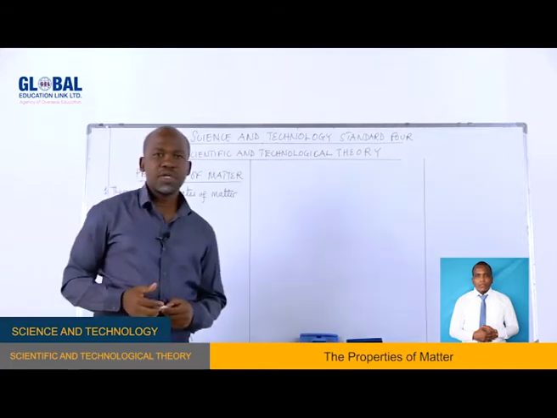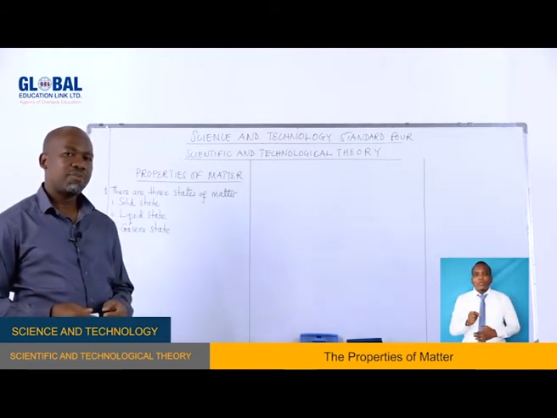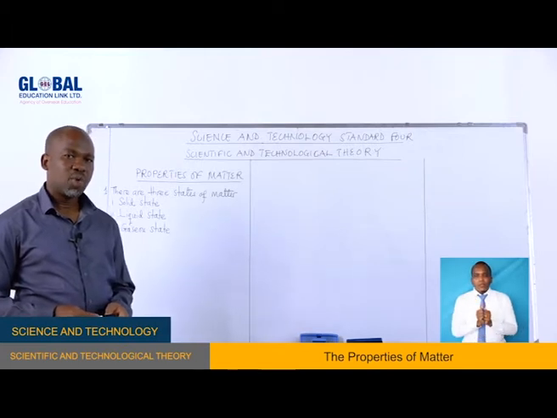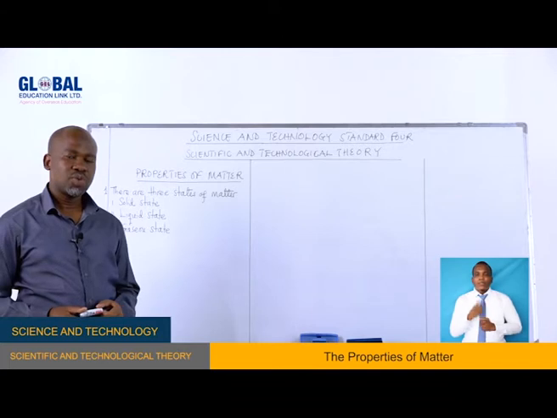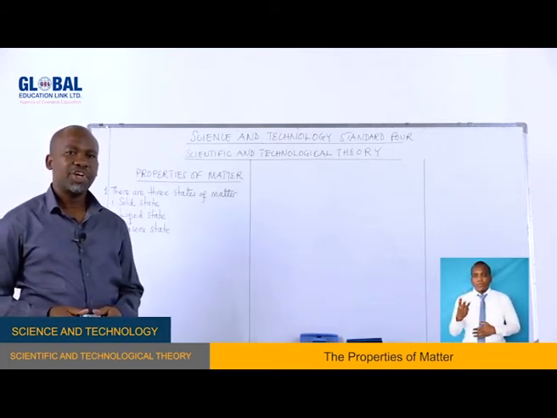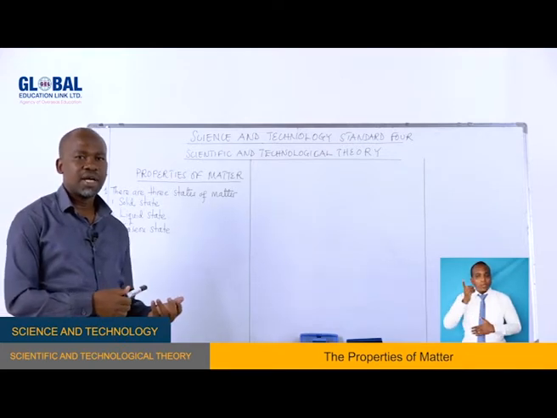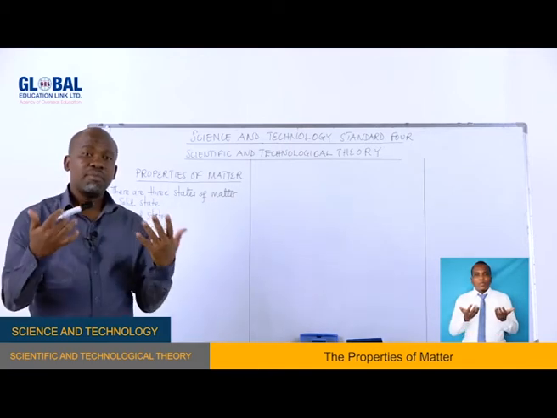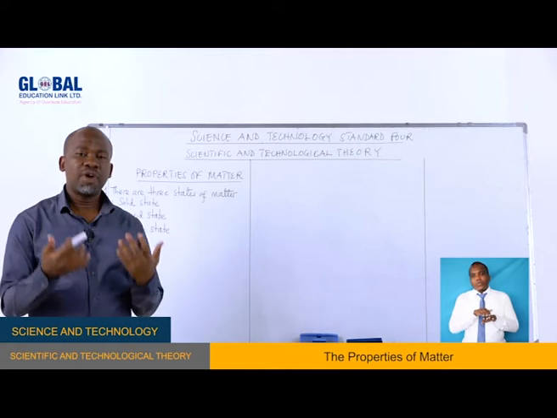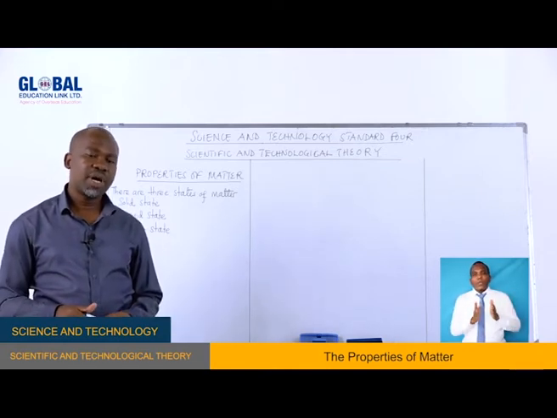Dear pupils, you can read after me. There are three states of matter. Roman 1, solid state. Roman 2, liquid state. Roman 3, gaseous state. Now from these states of matter, we are in a position of telling, of analyzing, of mentioning the properties of matter.